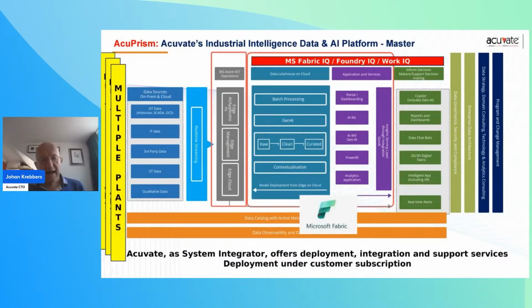Our enterprise data platform, AcuPrism, is one of our accelerators. This is an example of an accelerator. On the left, in the yellow pieces, you have the various facilities: your plants, your production lines, your platforms, onshore platforms, offshore platforms, your wind farms, you name it. Where you collect the data, you collect your OT data, your IT data, and your ET data.